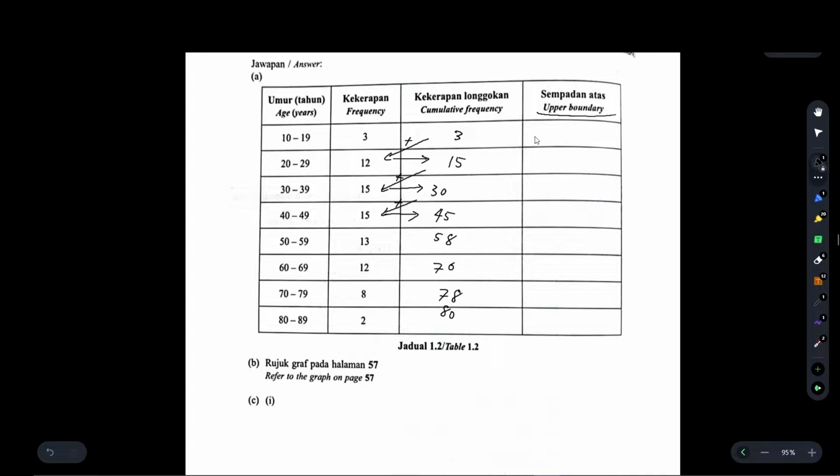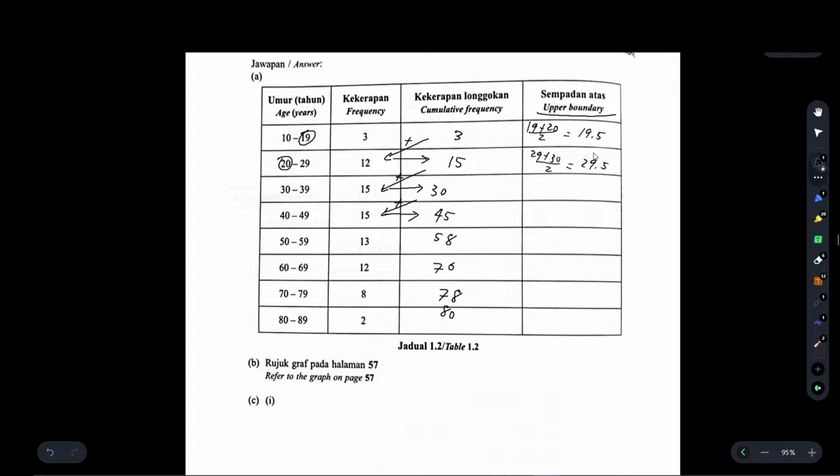Okay, so right now we're going to find the upper boundary. So how do we find the upper boundary? It's basically the middle between the maximum number of the range and the minimum number of the next range. So it's the number between 19 and 20. So how do we find it? Basically we just have to sum up 19 and 20 and divide it by 2. And we have 19.5. Same goes to here. So 29 plus 30, divided by 2, we have 29.5.